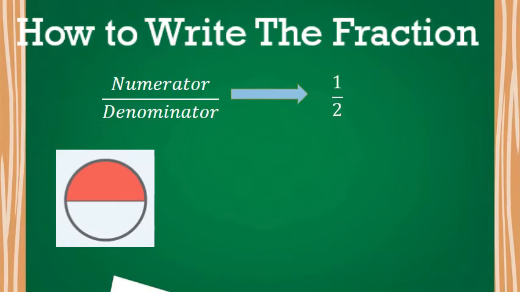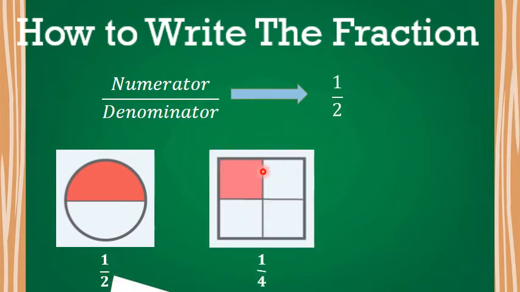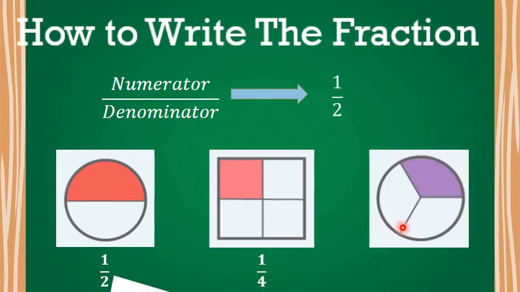Let's see some examples. In this circle, I divided this circle into two equal parts. How many parts do I have? Two equal parts. How many shaded parts? 1. So it's called 1 over 2. Another one. How many equal parts do I have? 4. How many shaded parts? 1. So it's called 1 over 4. How many parts do I have? 3. How many shaded parts? 1.